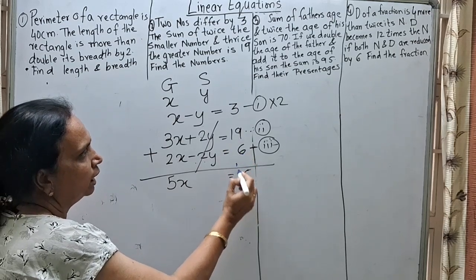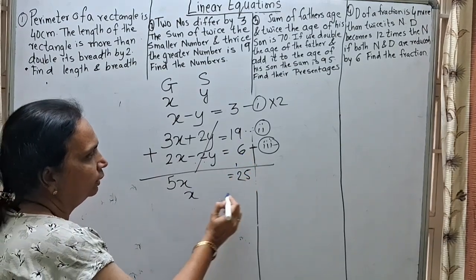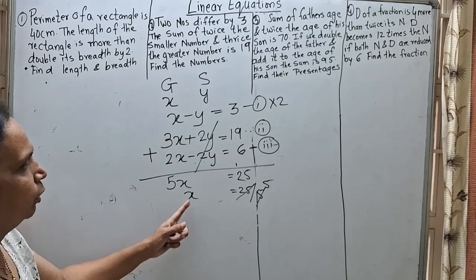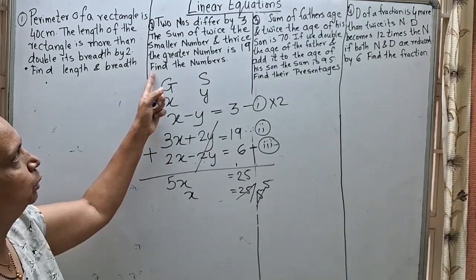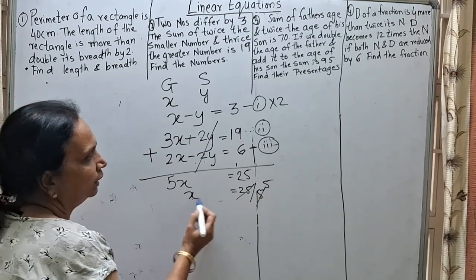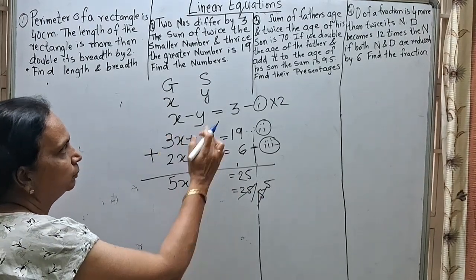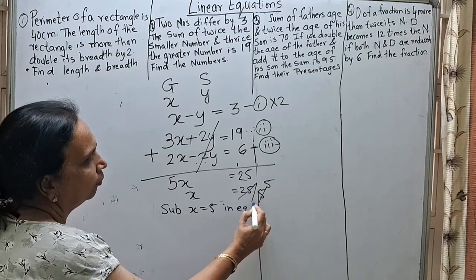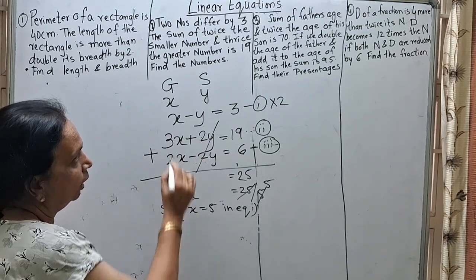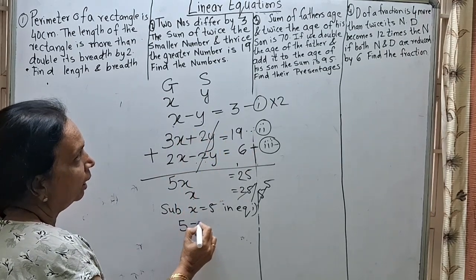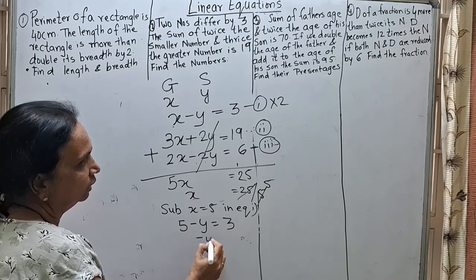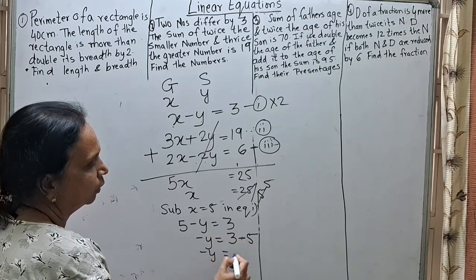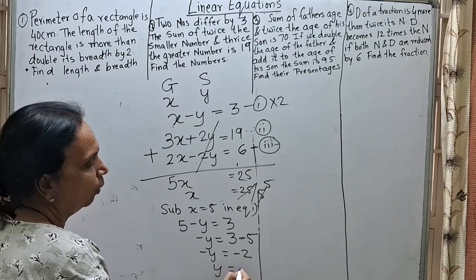9 plus 6 is 15, carry 1, 25. Variable on one side, number on other side. 5 ones are 5, 5 fives are 25. So I got x is equal to 5. Okay, they have asked you to find the numbers. So substituting x is equal to 5 in any one of the equations, I will substitute in equation 1. What is that? x minus y is equal to 3. So that is 5 minus y is equal to 3. Minus y is equal to 3 minus 5, that is minus y is equal to minus 2. Minus minus will get cancelled. y is equal to 2.